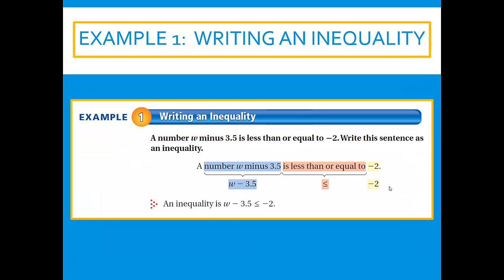For our first example, we're writing an inequality. A number w minus 3 5/10 is less than or equal to -2. Write this sentence as an inequality. First we have the number w minus 3 5/10. That would be w minus 3 5/10. "Is less than or equal to" would be this symbol here, because this symbol is less than or equal to. And then we have -2. So our inequality is w minus 3 5/10 is less than or equal to -2.